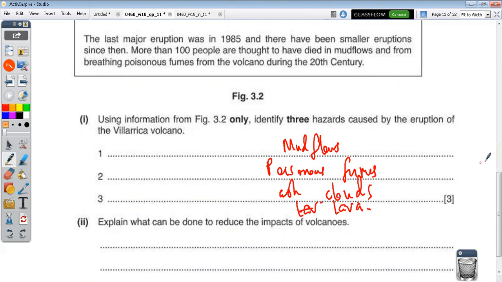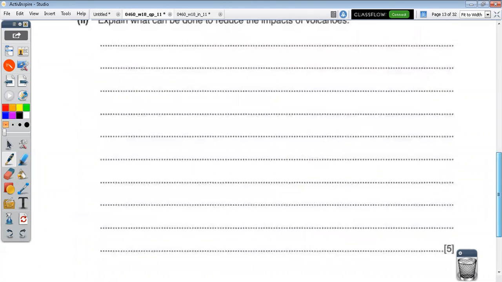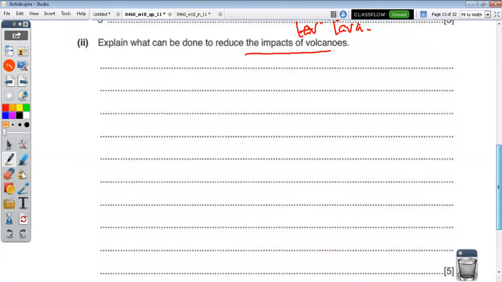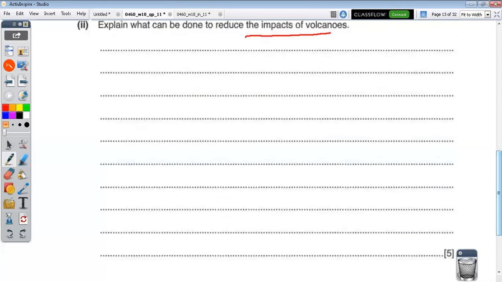Are we together? Now explain what can be done to reduce impacts of volcanoes. 5 marks. Maybe write it down in your notes. It's a good question. Explain what can be done to reduce the impacts of volcanoes. So how can we reduce the impact?